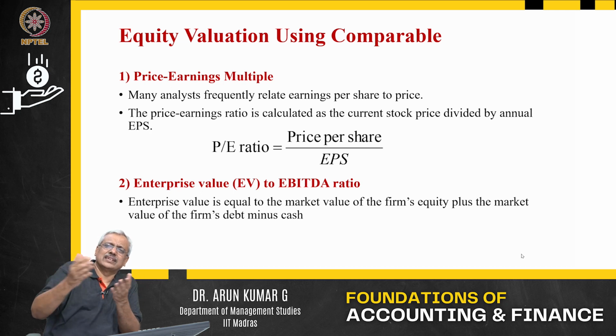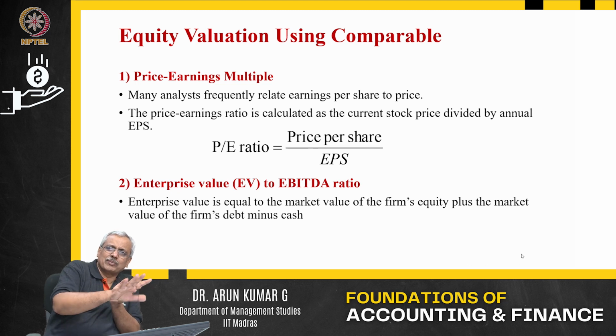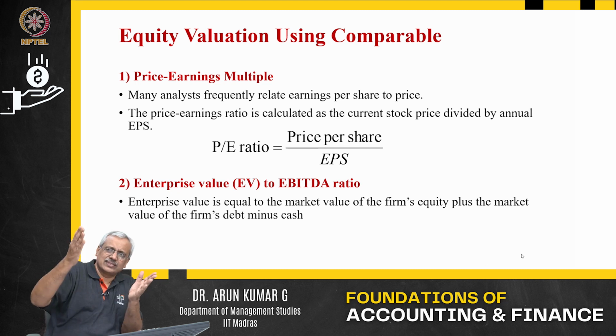Imagine I have a listed entity. Market price is available, EPS is available, so I know the price earning multiple. How many times the earnings is the market price? I have some idea, say the average over 6 months.